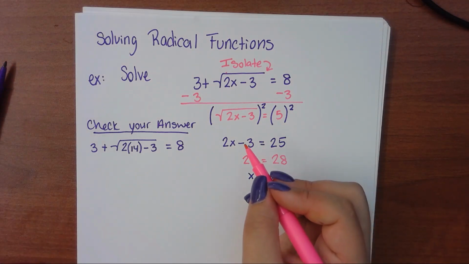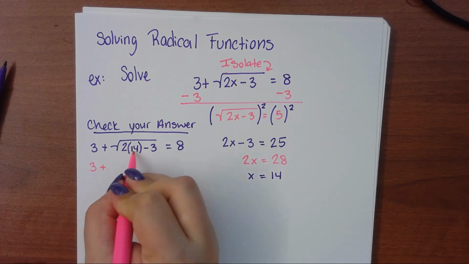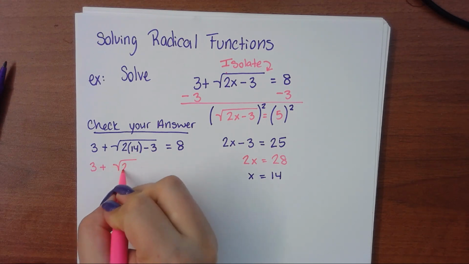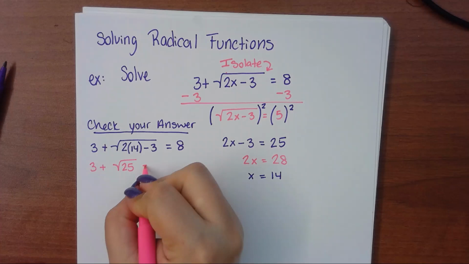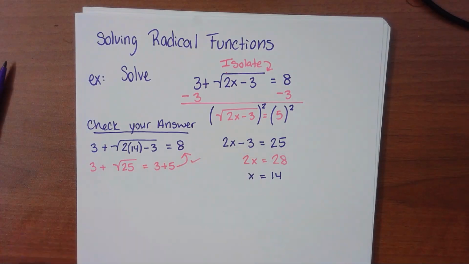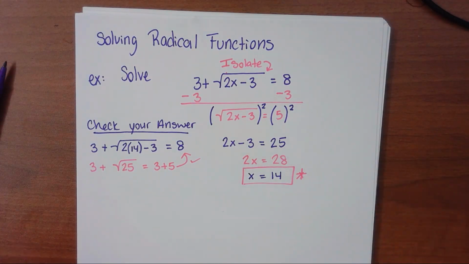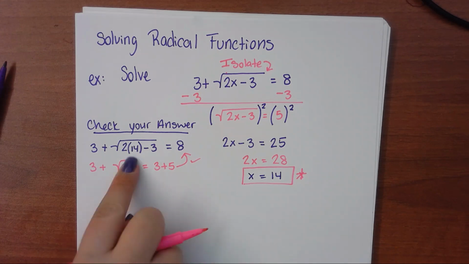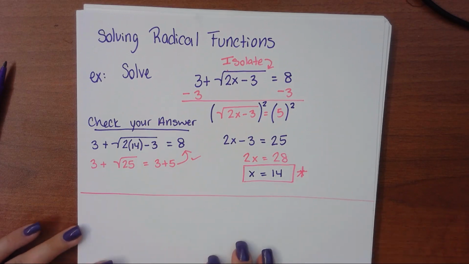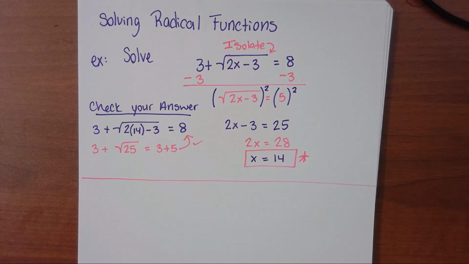Now, 3 plus, if I do this, I have 2 times 14, which is 28. 28 minus 3 is 25, so this is the square root of 25. That simplifies to 3 plus 5, which equals 8. So therefore, my answer is going to be 14. Now you have to check your work. If you don't have an answer that works, then you have to throw it out, and you would have no solutions there. And that answer thrown out actually has a name. We're going to talk about that real soon. Okay, so hopefully that helps, and hope you feel good about that one.